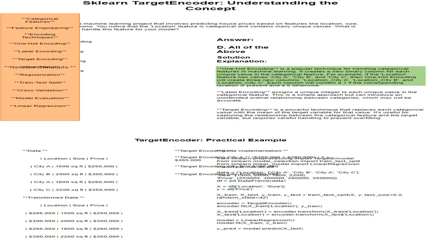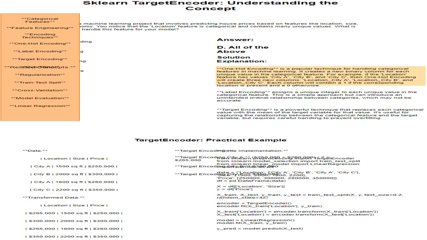One-hot encoding is a popular technique for handling categorical features in machine learning. It creates a new binary column for each unique value in the categorical feature. For example, if the location feature has values city A, city B, and city C, then one-hot encoding will create 3 new columns: location city A, location city B, and location city C. Each column will contain a 1 if the corresponding location is present and a 0 otherwise.